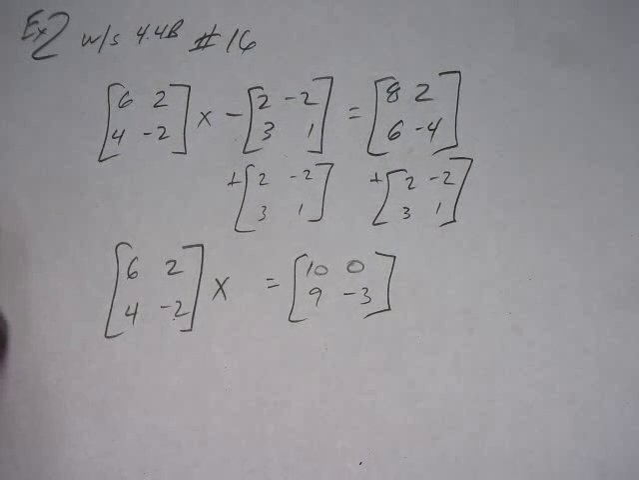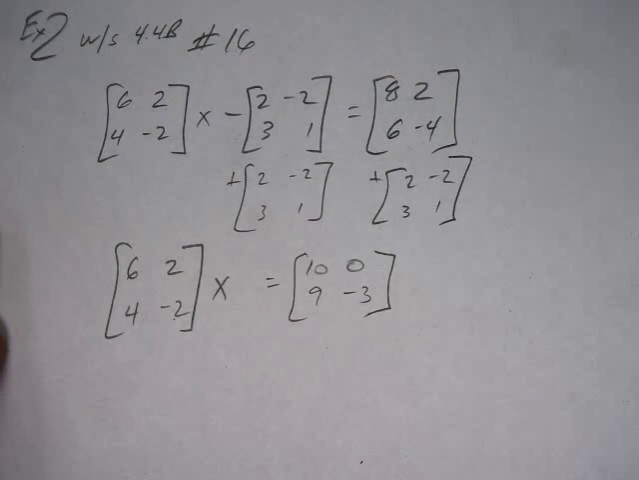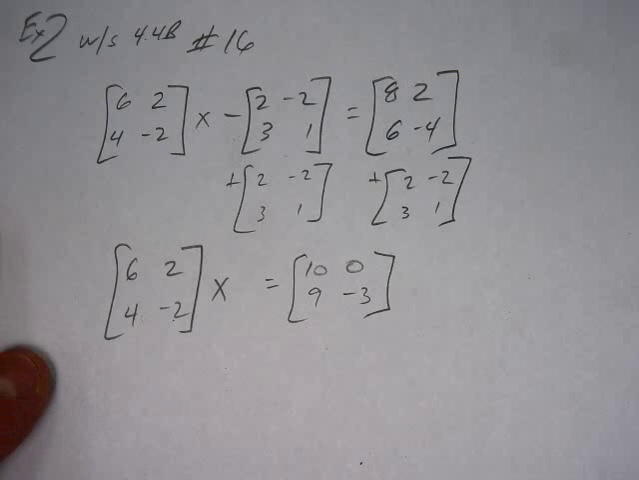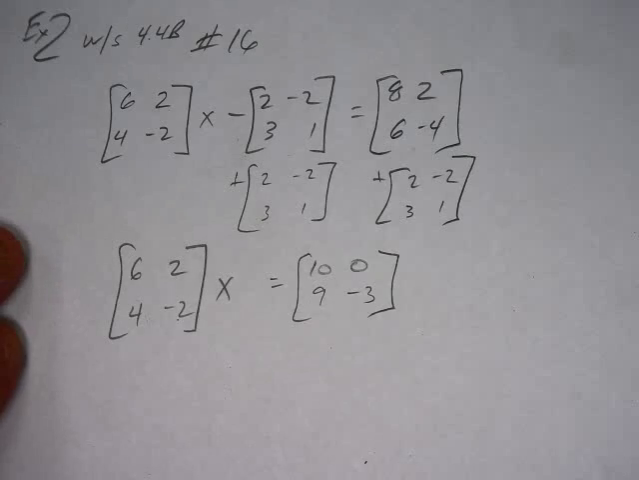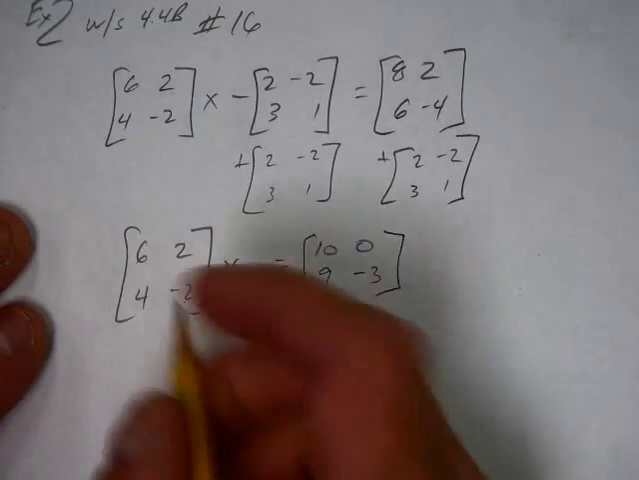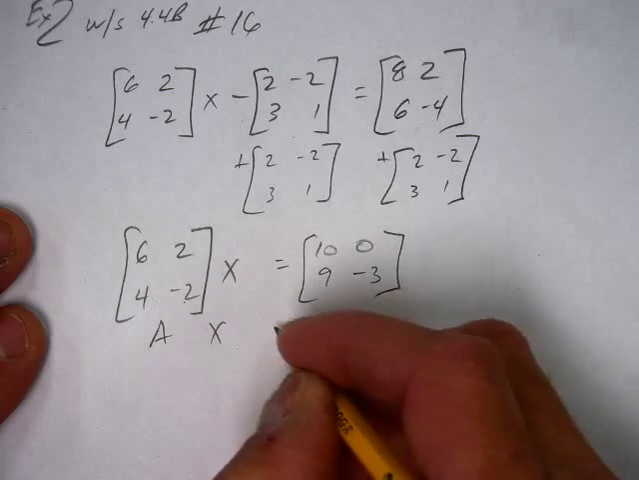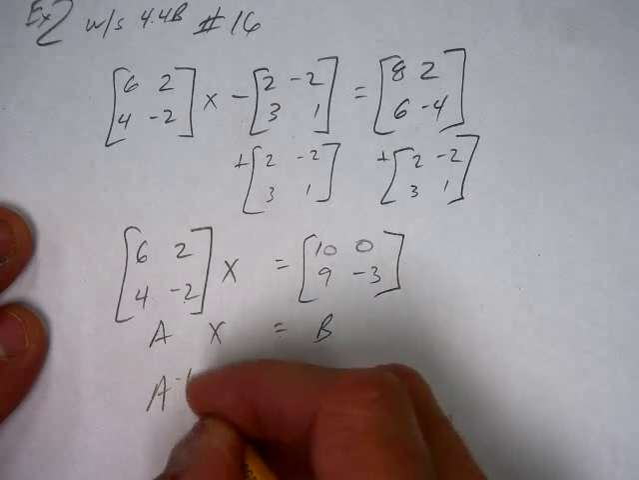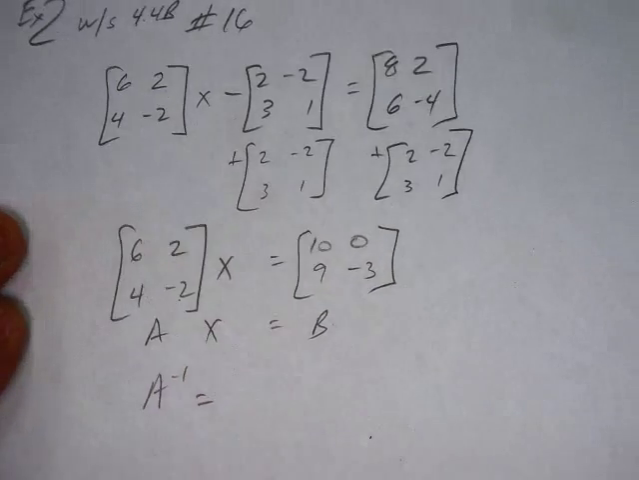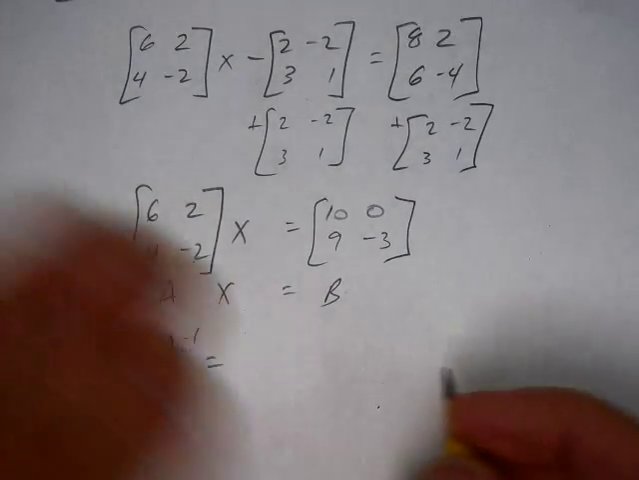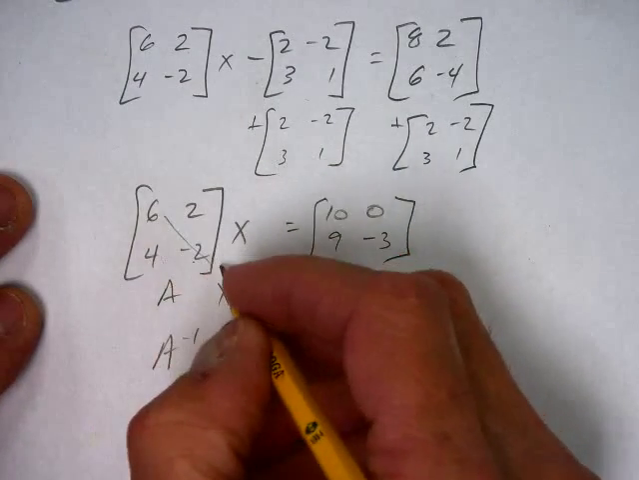Okay. So then this is where it's a review of what we've done before. What do we got to do? Inverse of which matrix? The one on the left. So this one, let's call this A, X, and B. So we're going to find the inverse of A. Okay? So remember, let's find our determinant.